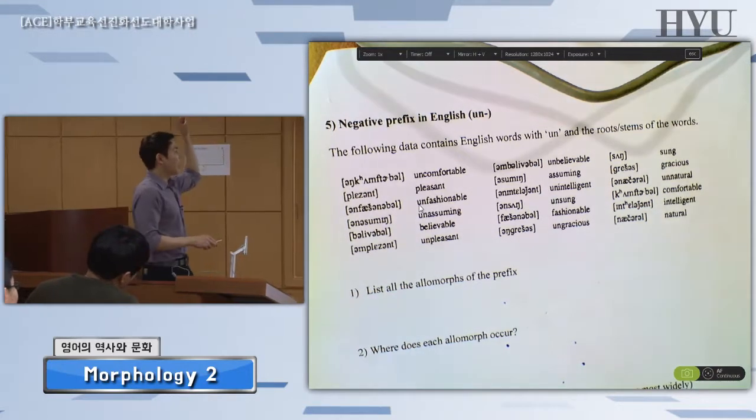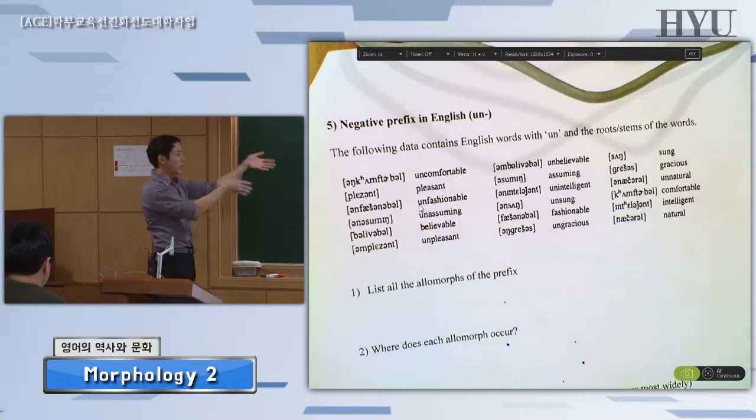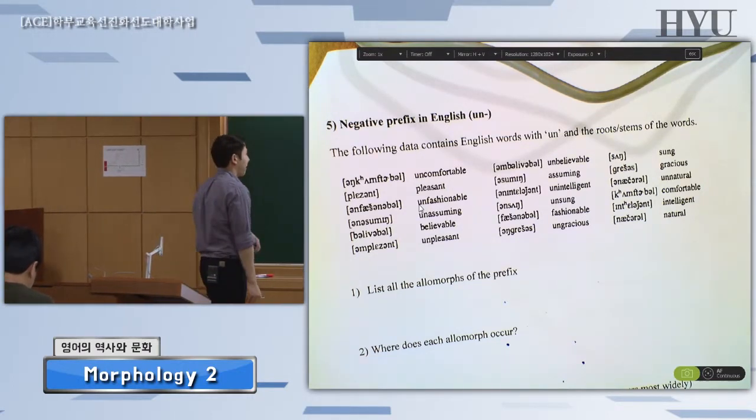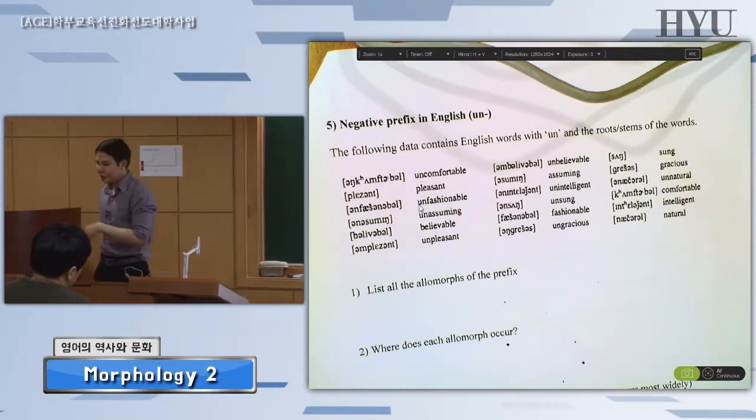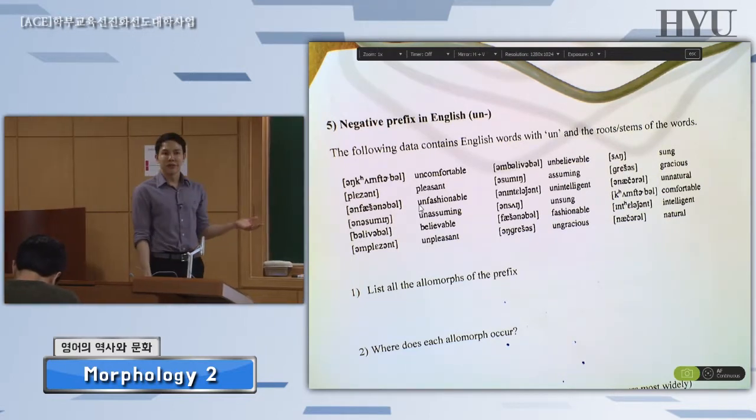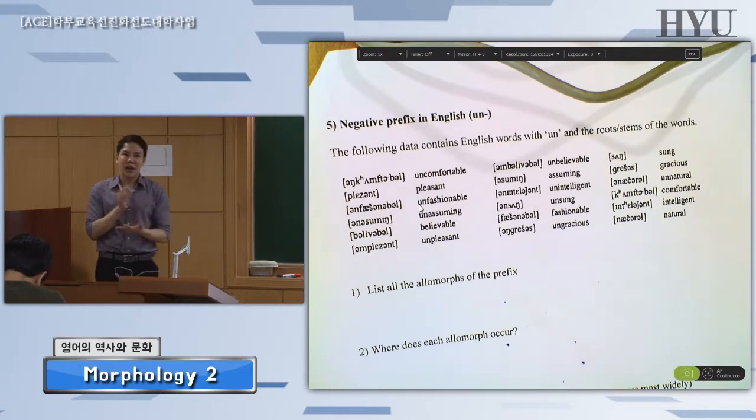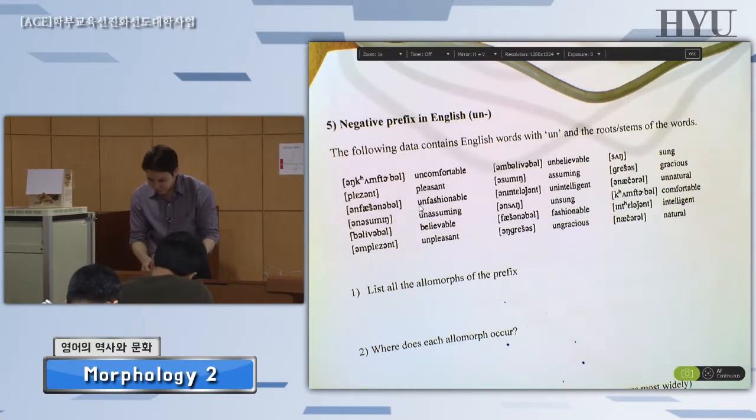So first, list out all the allomorphs that you see, right? You don't have to even think because all the data here is given to you. How many allomorphs are there? And where do you see each allomorph? Again, phonological processes will cause the change in the morpheme so that you have different allomorphs.